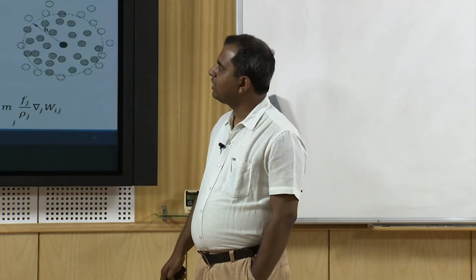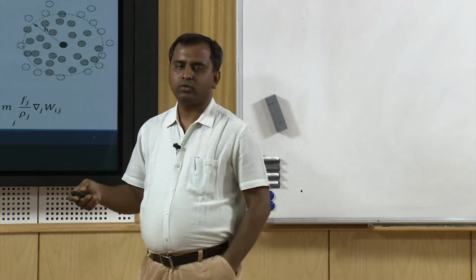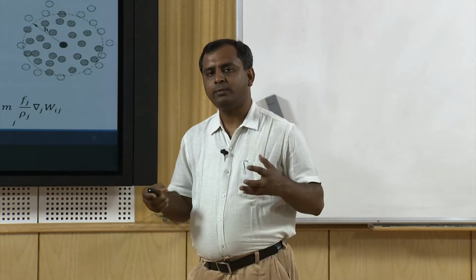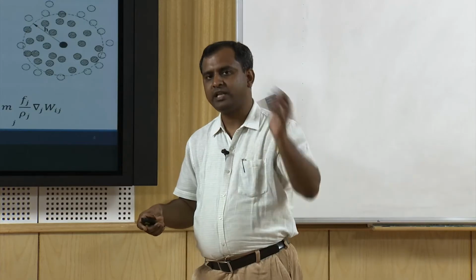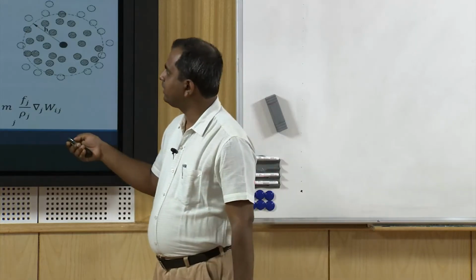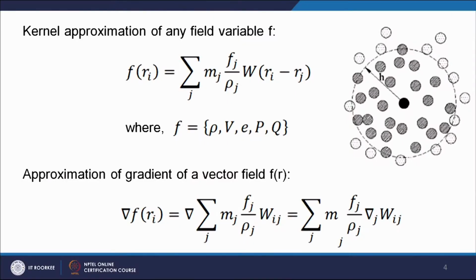So, here you see if you have a field variable. The field variable we find depends on the values of the field variable of the neighboring particles. So, neighboring particle j will be very important, and based on all the j's or neighbors we have to sum it up. Now, this field variable can be anything: it can start from rho density, it can be velocity, energy, pressure, heat flux, anything.